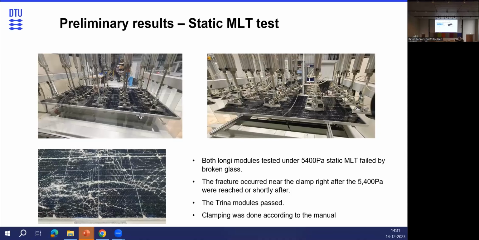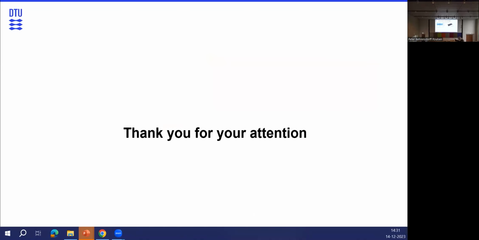So we hope that in the next few months we are able to compile this and report it for publication. And that's it. Thank you.